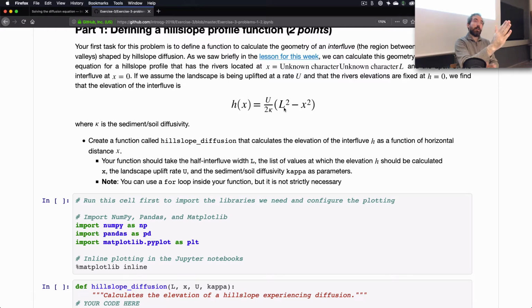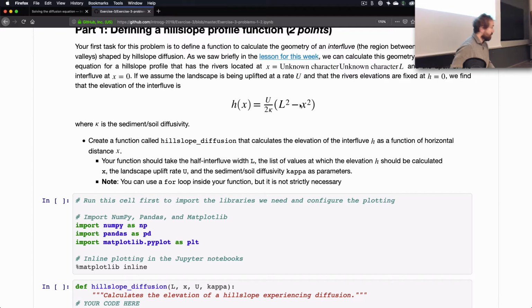So basically this goes from the middle of it over to the nearby river. So it's not the full width from one river to another, but just the half width. Maybe I will draw a picture of this in just a second to help illustrate things. And then X, of course, is going to be our spatial coordinate.